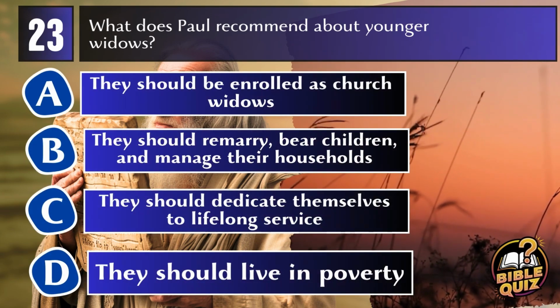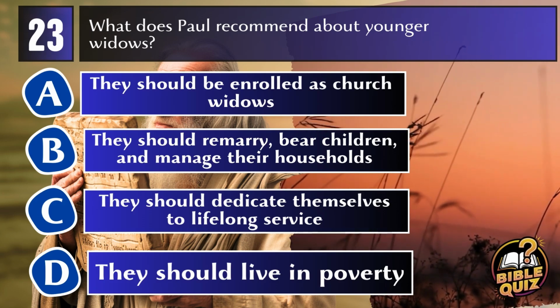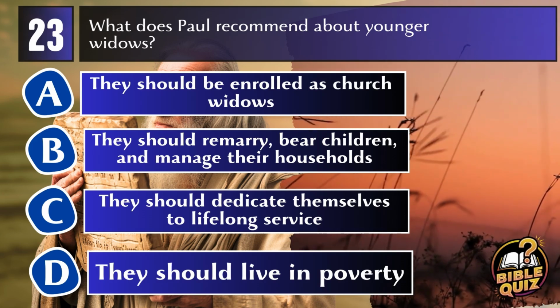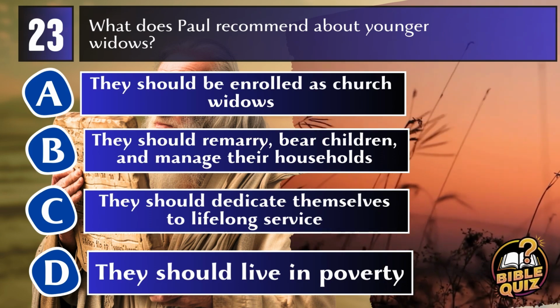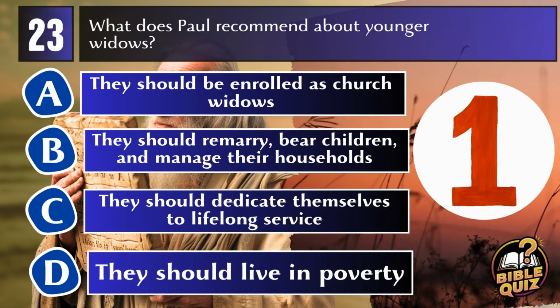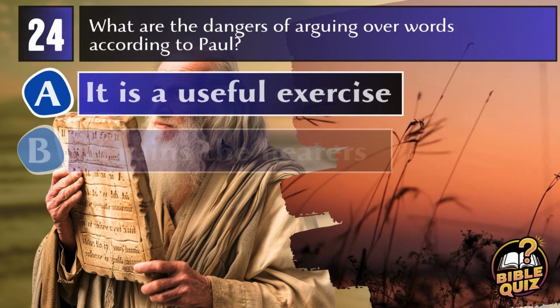Question 23. What does Paul recommend about younger widows? A. They should be enrolled as church widows. B. They should remarry, bear children, and manage their households. C. They should dedicate themselves to lifelong service. D. They should live in poverty. Answer B. They should remarry, bear children, and manage their households. Paul advises that younger widows should remarry, bear children, and manage their households to give the adversary no occasion for slander. 1 Timothy 5:14.